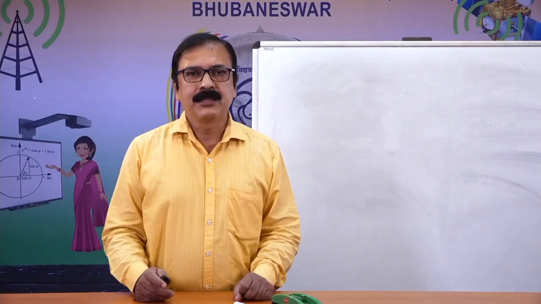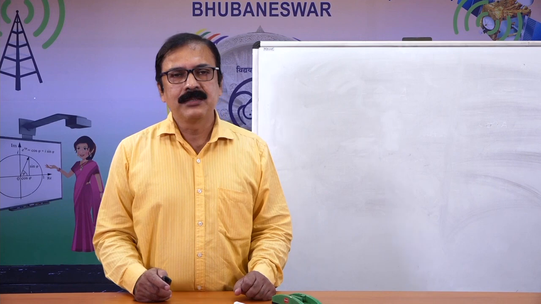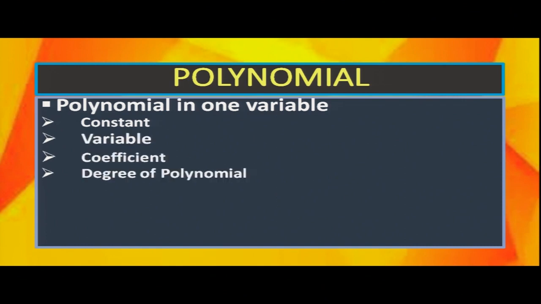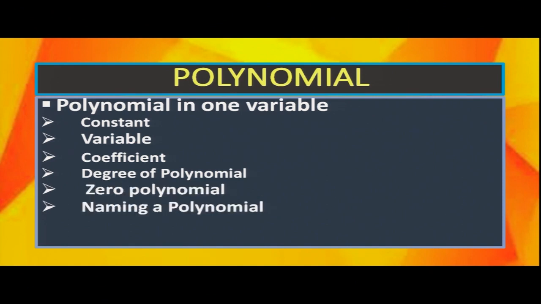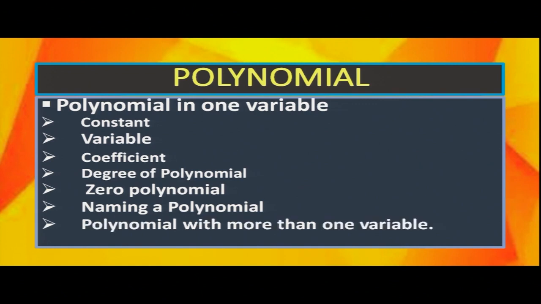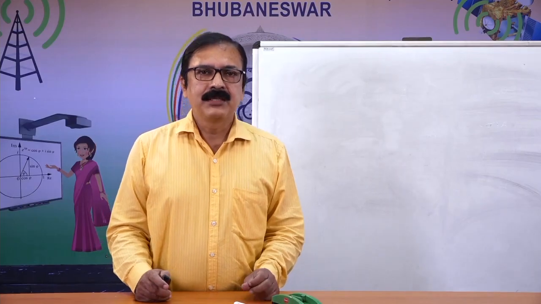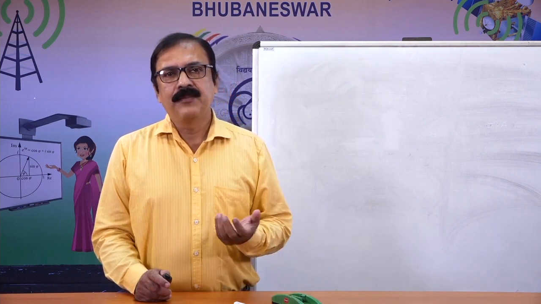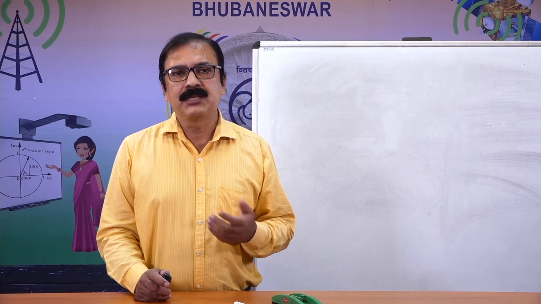In this session, we are going to discuss polynomial in one variable, constant, variable, coefficient, degree of polynomial, zero of polynomial, naming a polynomial, and polynomial with more than one variable. So here let's see how to express the algebraic expression. What is an algebraic expression?